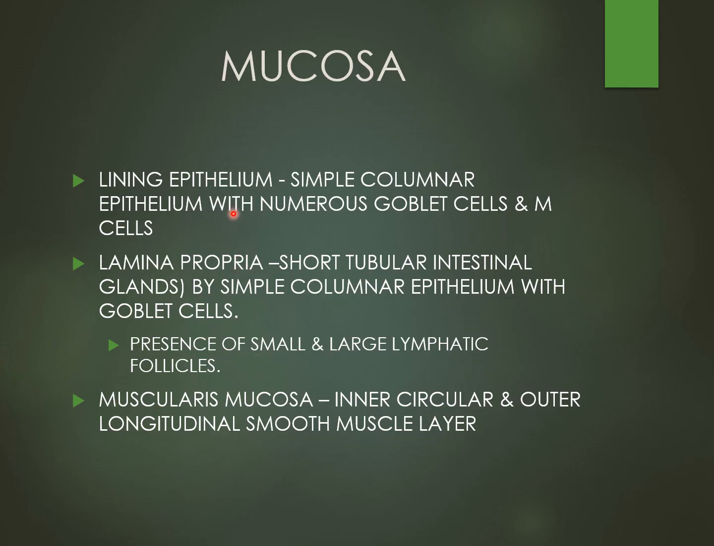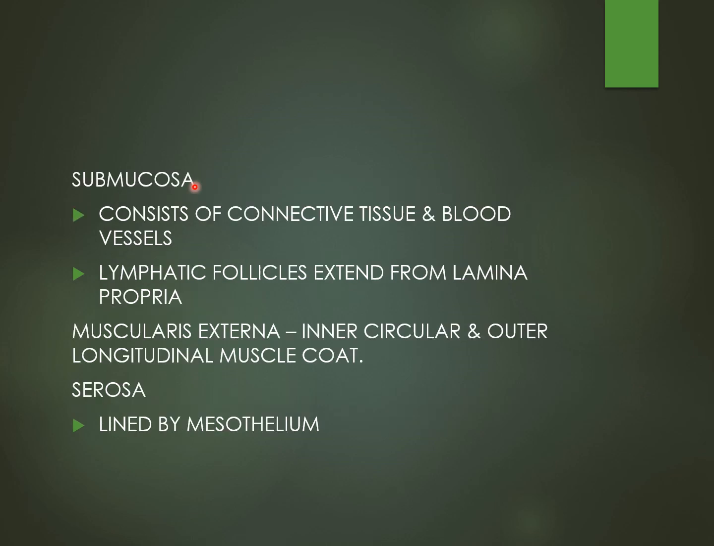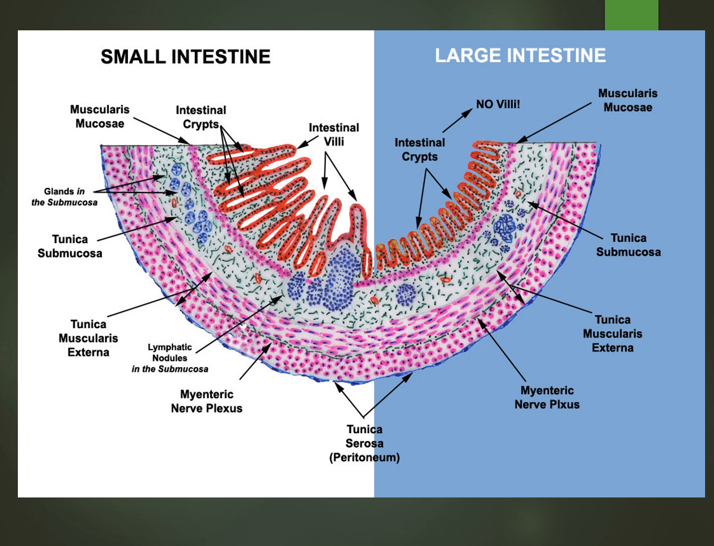So here are the points for the appendix. Mucosa is composed of lining epithelium, lamina propria and the muscularis mucosa. Then the submucosa is made up of connective tissue, blood vessels and lymphatic follicles extending from the lamina propria. Then the muscularis externa, and finally the outermost layer is serosa. So with this, the appendix is over.